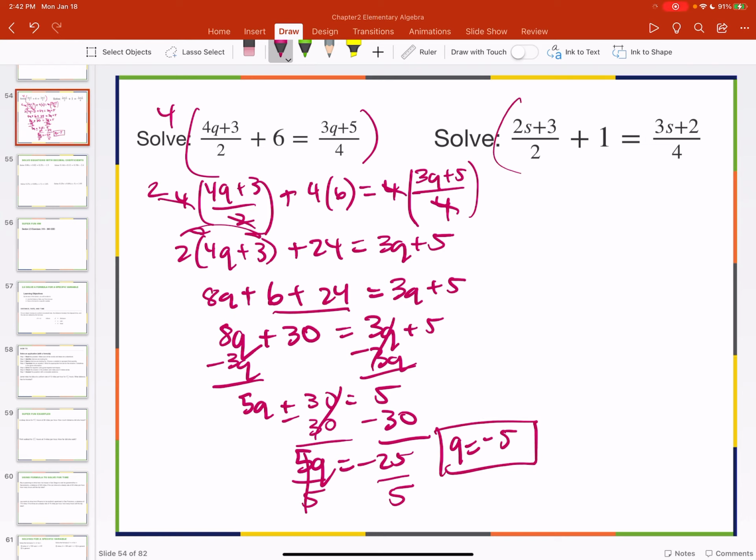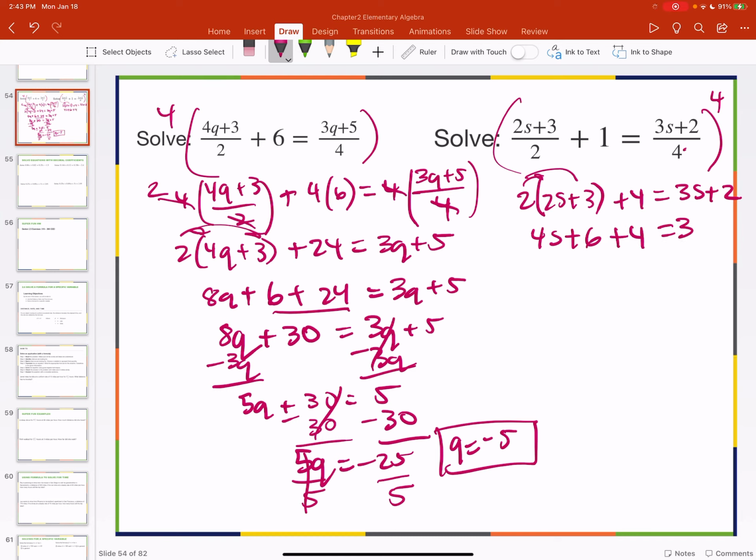Okay, and then here, same kind of thing, LCD is 4. So 4, this is going to reduce, right? 2 goes into 4 twice. So it's going to be 2 times 2s plus 3 plus 4 equals, and then the 4s will cancel out, so you get 3s plus 2. Okay, so then distributing, we get 4s plus 6 plus 4 is equal to 3s plus 2.